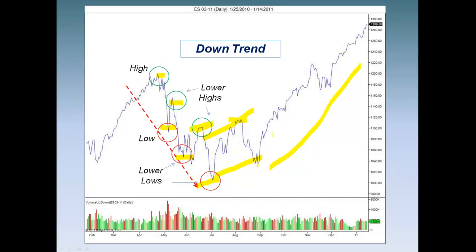So the definition of the downtrend was violated. We now started to get a higher high rather than a lower high, and we got a higher low rather than a lower low, and therefore we now know that that downtrend will no longer continue, and we are likely to see the beginnings of an uptrend.